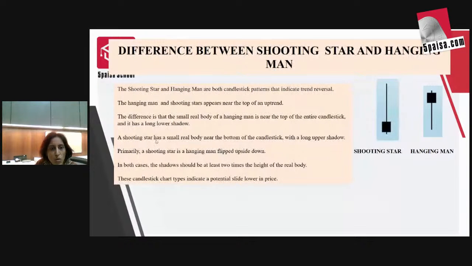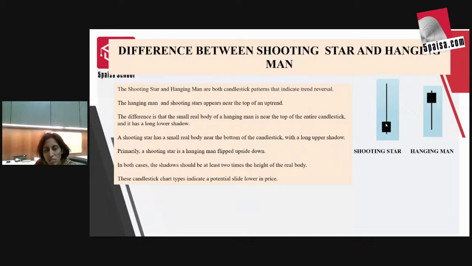So a shooting star has a small real body near the bottom of the candlestick with a long upper shadow, as you can see. And primarily, a shooting star is a hanging man which is flipped upside down. Now, in both the cases, the shadows should at least be 2 times the height of the real body. And these candlestick patterns indicate a potential slide lower in price, which means the moment you witness either a shooting star or a hanging man, there is going to be a price reversal, and it is going to be on the downward side.